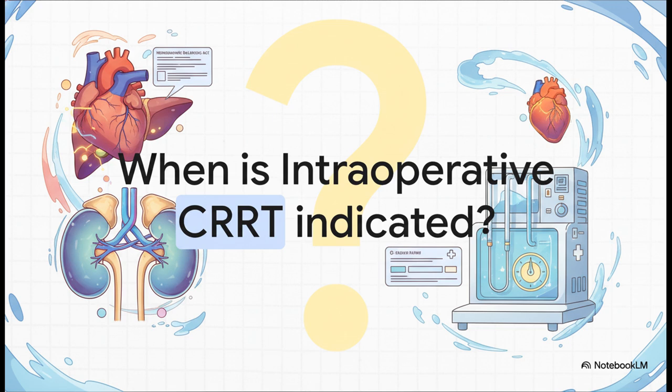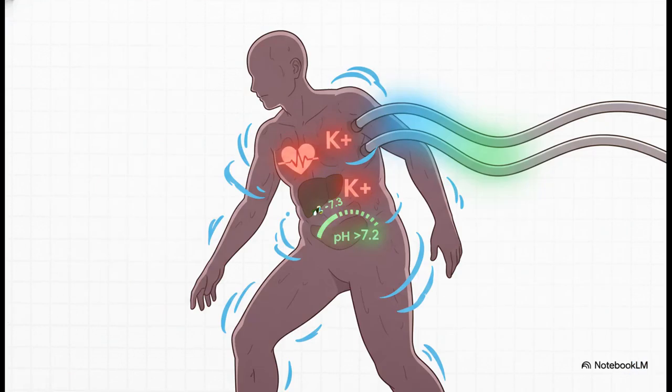When do we pull the trigger and initiate intraoperative CRRT? The decision to start CRRT isn't just about the diagnosis of ESRD. It's a dynamic tool we use to manage acute instability. We'll start it for pre-existing life-threatening hyperkalemia or a profound metabolic acidosis.